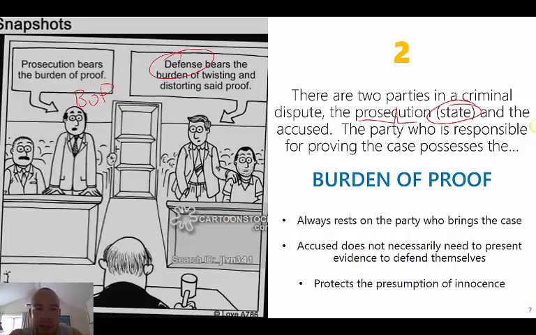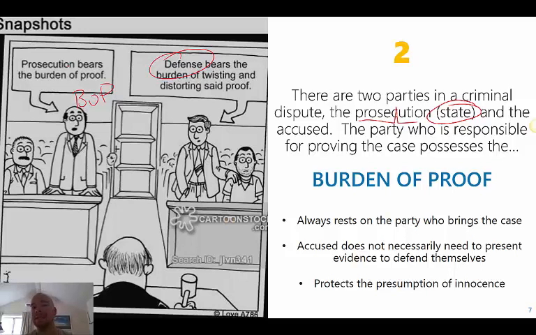The accused doesn't even need to present any evidence at trial. If you are accused of committing a crime, you can rock up to trial and you can sit there on the other side of the courtroom and you can present no evidence to suggest that you didn't commit the crime. You don't have to take the stand. You don't have to be a witness.